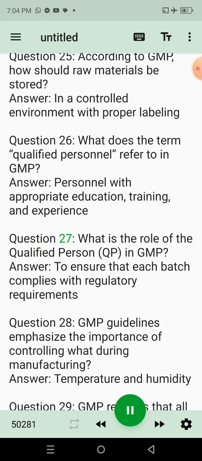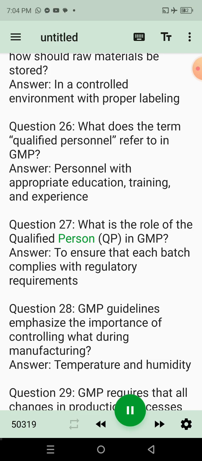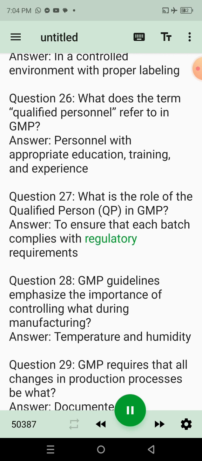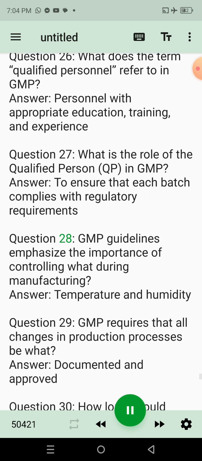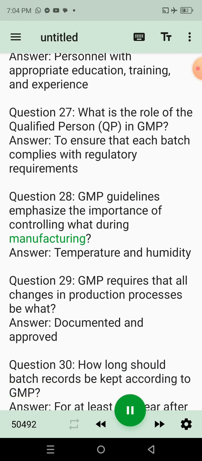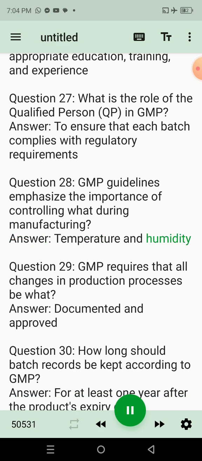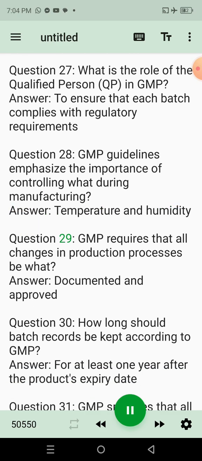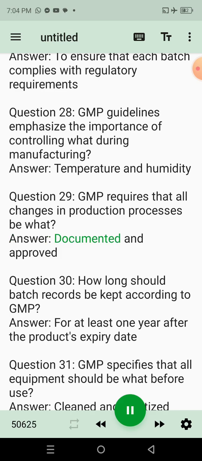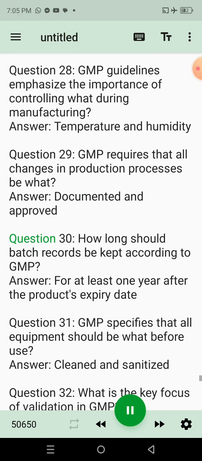Question 27. What is the role of the qualified person (QP) in GMP? Answer: To ensure that each batch complies with regulatory requirements. Question 28. GMP guidelines emphasize the importance of controlling what during manufacturing? Answer: Temperature and humidity. Question 29. GMP requires that all changes in production processes be what? Answer: Documented and approved.